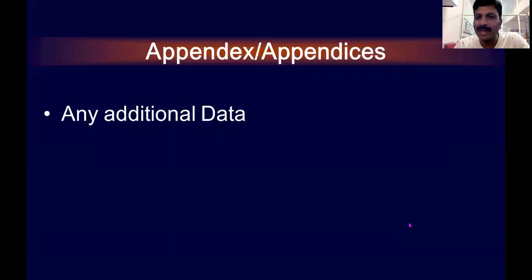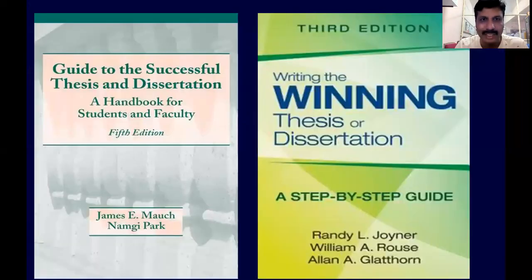So the last chapter is the appendix, or appendices when you have more than one, which holds additional data. Any additional data or supporting information has to be given in the appendix, so that you will not add those contents in the methodology or in the result section. Supporting information can be given in the appendix.